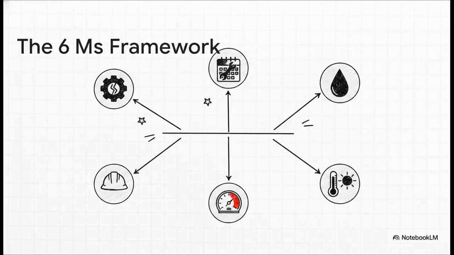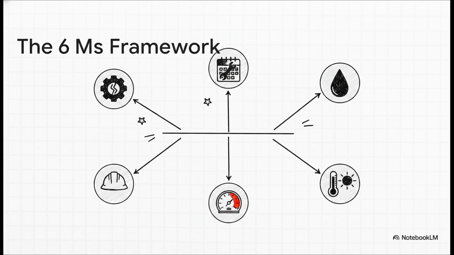Now, you might be wondering what exactly goes on those bones. That's where the 6M's framework comes in, and it guarantees no stone is left unturned. Consider the machine itself. Was it a cracked oil pump? What about the method? Were maintenance intervals stretched a little too far? Was it the material, like using the wrong viscosity of oil? Could it be manpower, where maybe a technician just rushed the assembly?